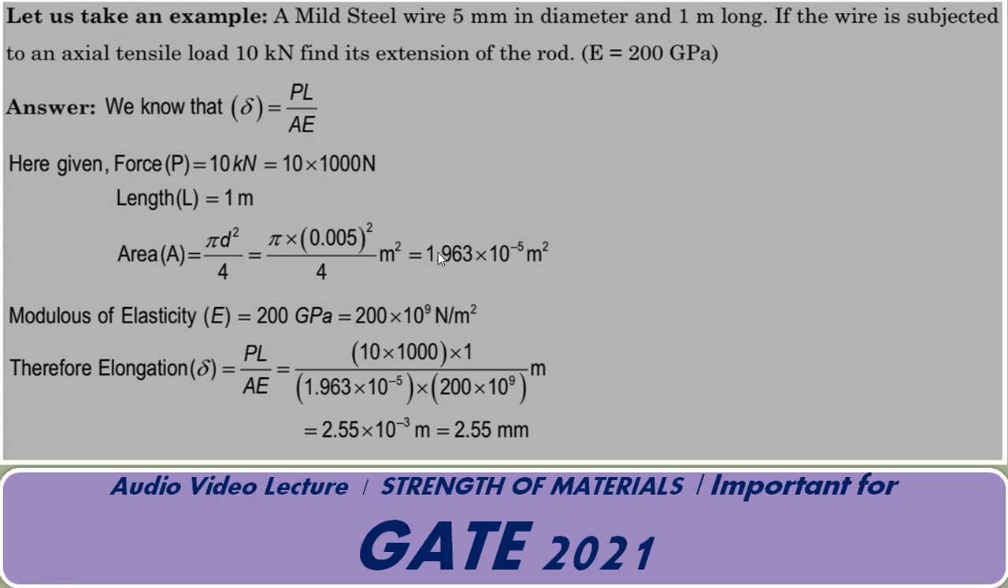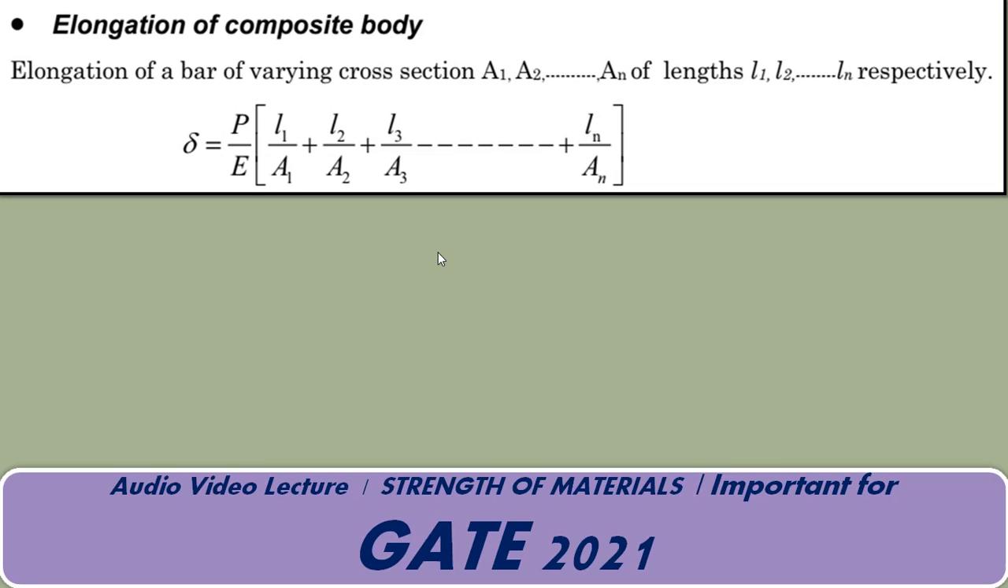Then elongation of composite body. So elongation of composite body bar of varying cross sectional area A1, A2 to An of length L1, L2 to Ln respectively is delta is equal to P divided by E.